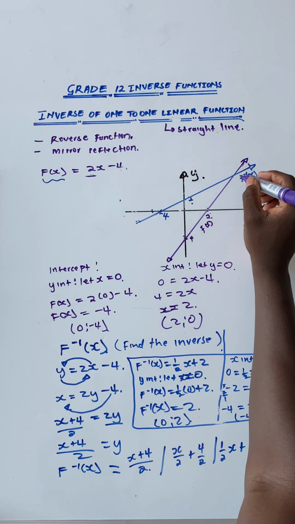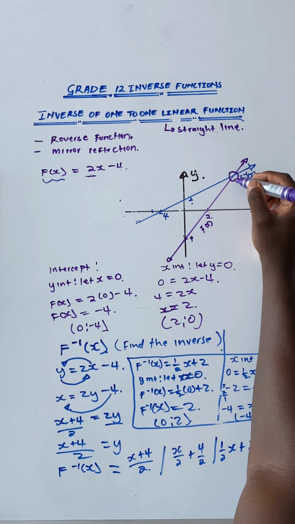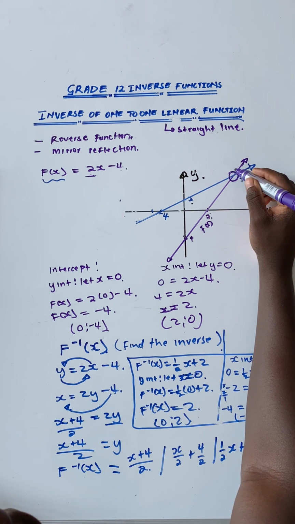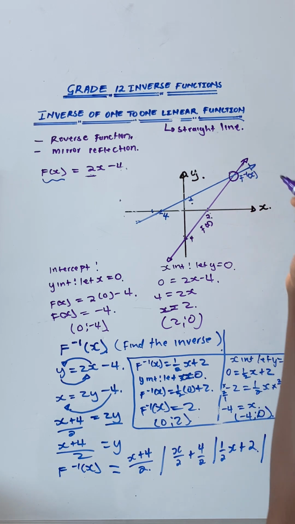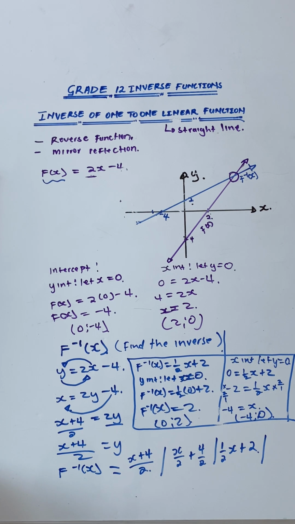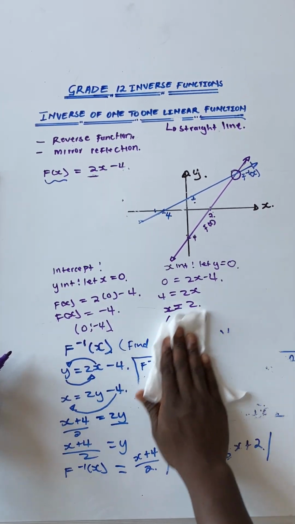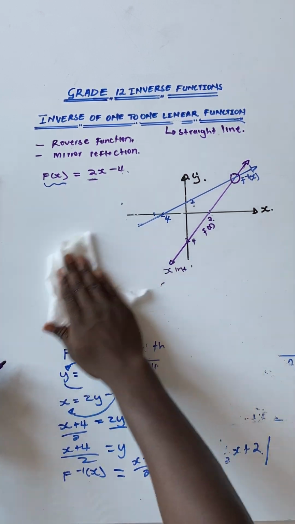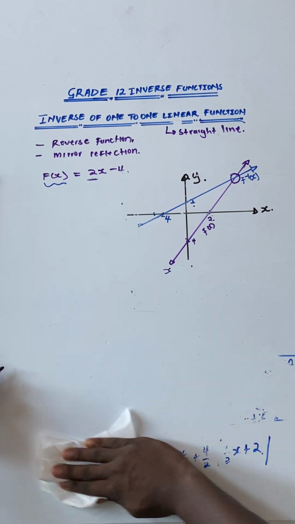So look at this point here where the graphs intersect. This is called the point of intersection. For you to find the coordinates of this point, you would be equating the graphs. So let me deal with that and let us find the point of intersection there. Let me now take this thing off. So I want us now to find the point of intersection.